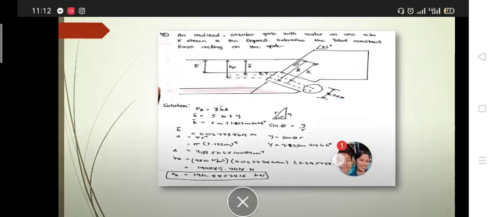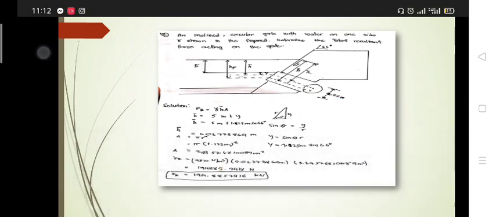Y equals, since our diameter is 2.25, to get the radius we need to divide the diameter by 2. Then y equals 1.125 meter sine 66 degrees.